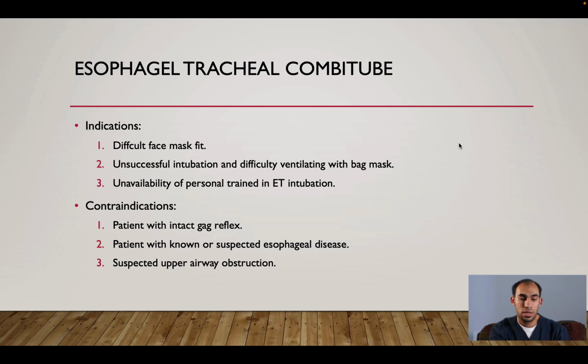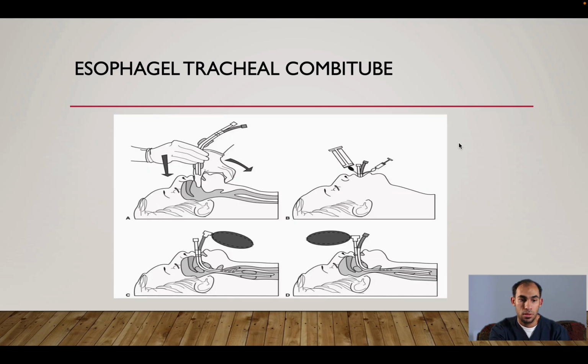And the contraindications: a patient with an intact gag reflex, a patient with known or suspected esophageal disease, and suspected upper airway obstruction. For all these reasons, we will not use a Combitube. As you see in the picture, this is the Combitube. There are 2 cuffs and 2 tube openings.